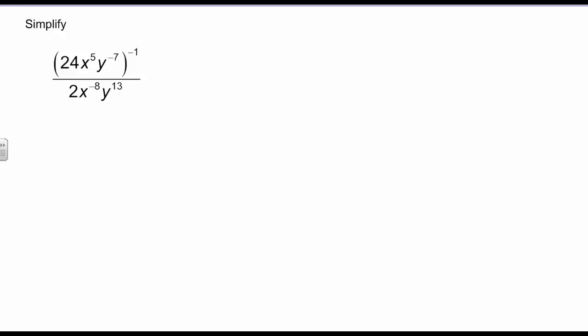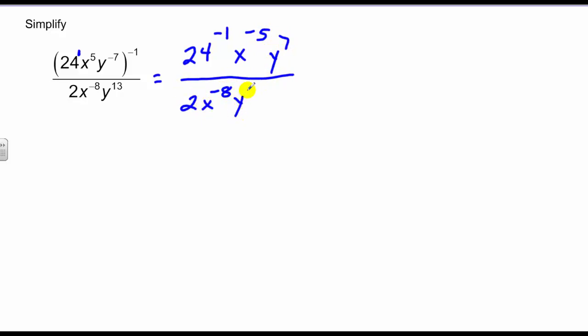Again, I have a couple options here. I prefer to do all my powers of powers first, if you will. So in this case, there's that unwritten power of 1 here. So what I have is 24 to the negative 1, since I'm multiplying powers, x to the negative 5, y to the positive 7, over 2, x to the negative 8, and y to the 13.